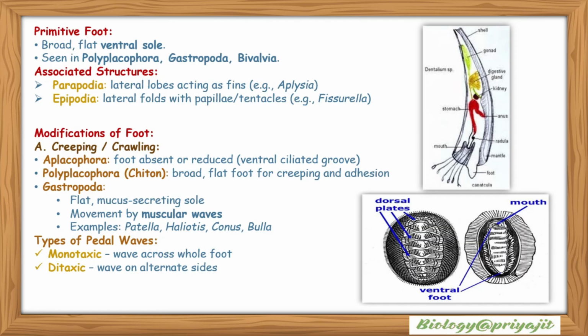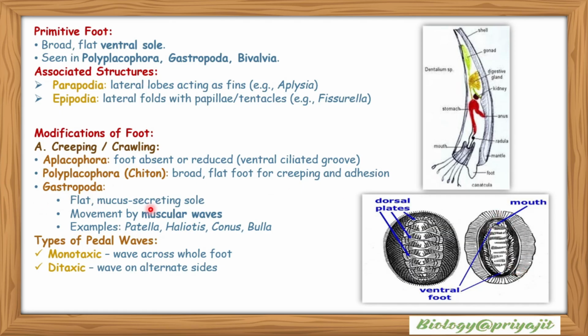Modifications of foot: creeping and crawling. Aplacophora, foot is absent or reduced and it is a ventrally ciliated group. Polyplacophora, example chiton. This is the image of chiton. So they have a broad flat foot for creeping and adhesion.